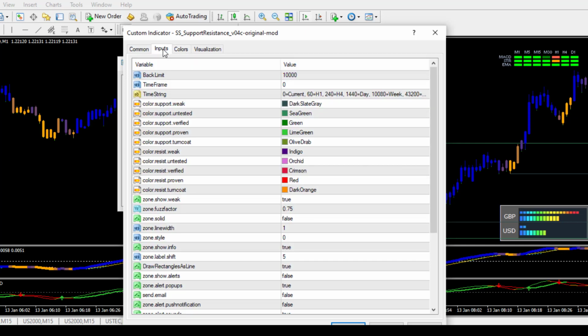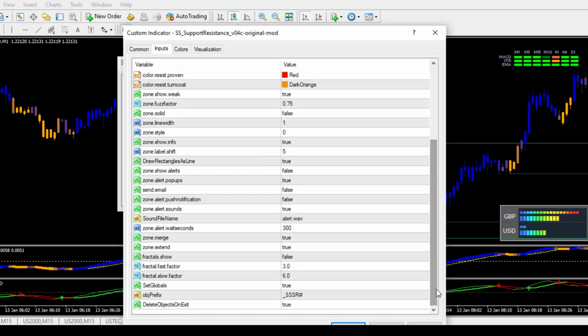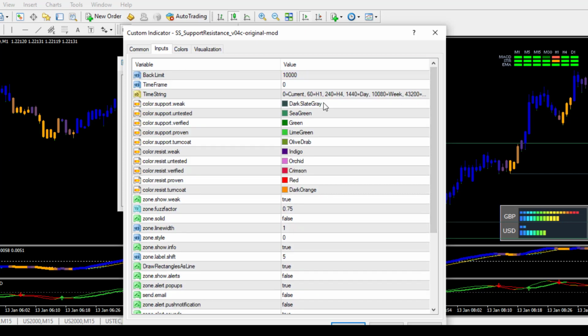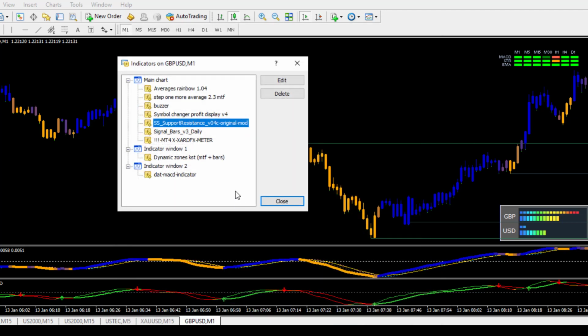And here are the colors. You can change it. You can use the default setting. Just know what each number means. So once you are done, just click OK.